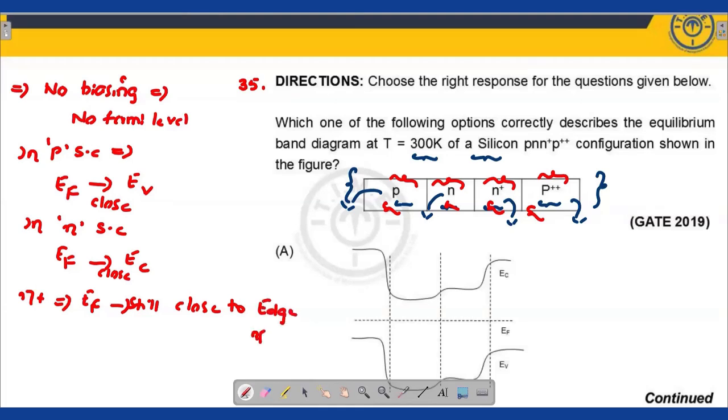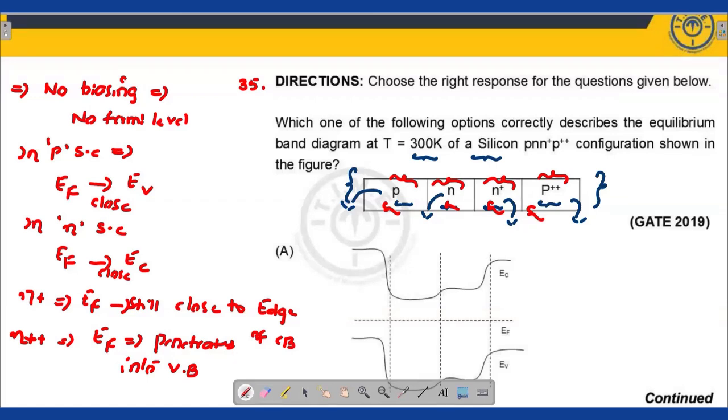Edge of the conduction band. And N plus plus, Fermi level penetrates into the valence band. So, what is the option, my dear friends?